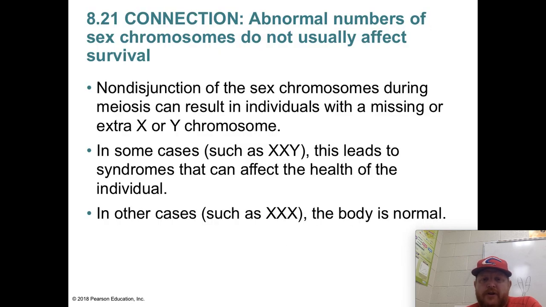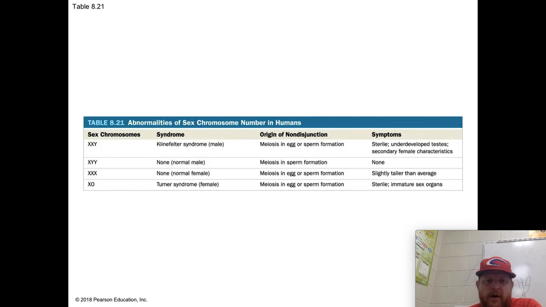So the non-disjunction of sex chromosomes during meiosis can result in individuals with a missing or extra X or Y. So this would be the same idea. If, for instance, they were XXY, this leads to syndromes that can affect the health of the individual. In other cases, if they're XXX, they are completely normal. It doesn't bother them at all.